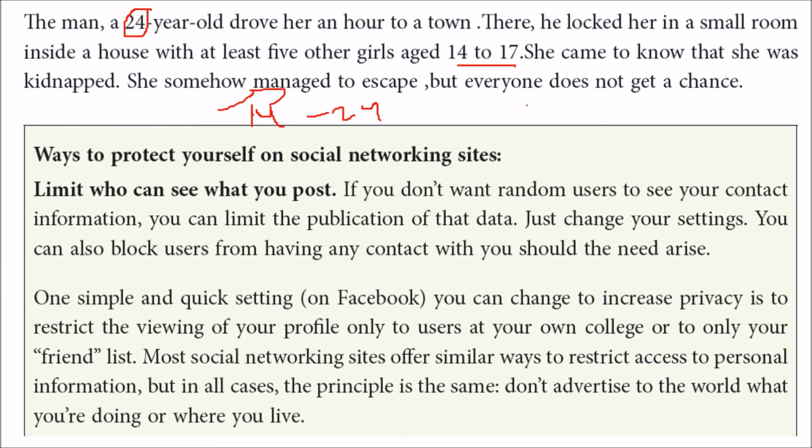So how do you protect yourself on social networking sites? Please limit who can see what you post. If you don't want random users to see your contact information, because everyone in the world can see it, you can limit the publication of the data. Just change your settings or the privacy settings. You can also block users from having any type of contact. One simple and quick setting on Facebook lets you increase privacy.